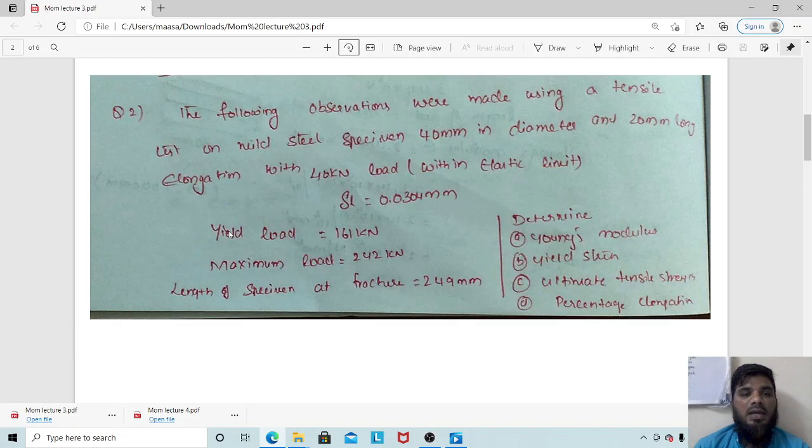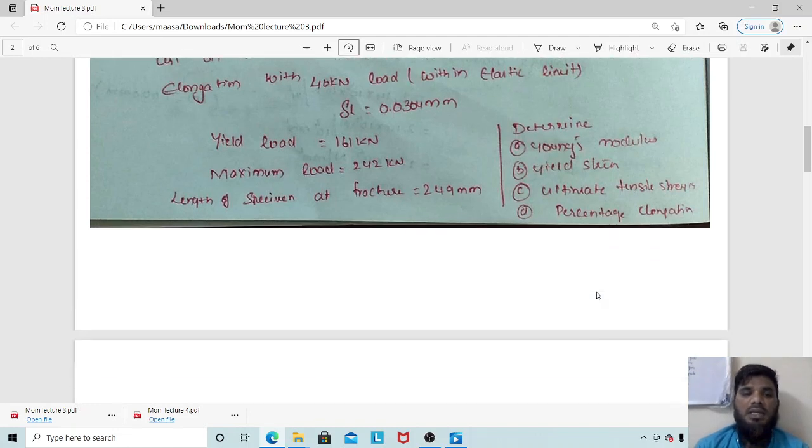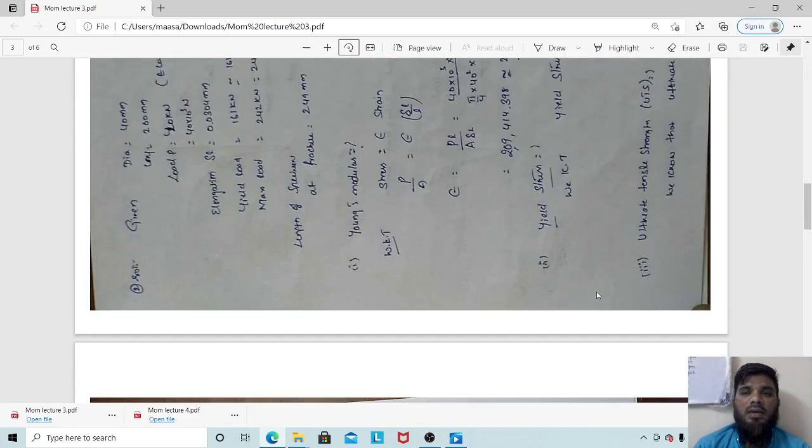Next, they are giving the yield load. After the elastic limit, they are applying a yield load of 161 kilonewton. Then they are applying a maximum load of 242 kilonewton. When they are applying 242 kilonewton, the length of the specimen has been extended to 249 mm. Determine Young's modulus, yield stress, ultimate tensile stress, and percentage elongation.